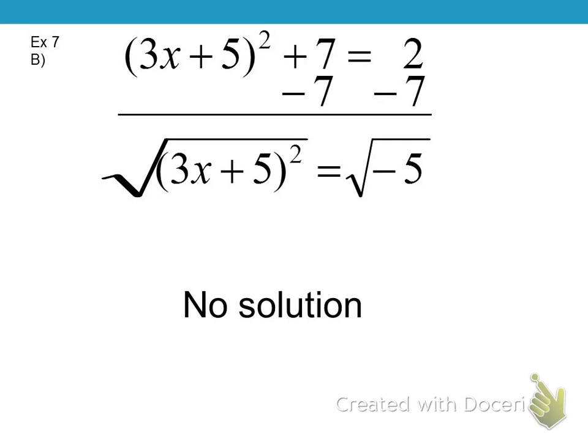So if you find any errors, it's automatically no solution. If you're taking the square root of a negative number and you're in Algebra 1, you are going to put no solution.